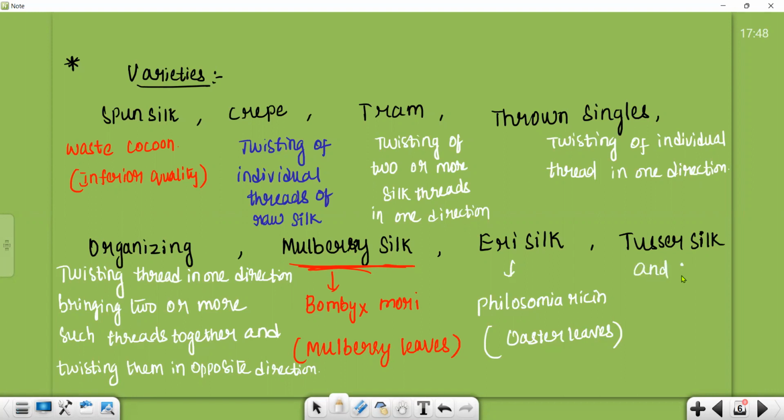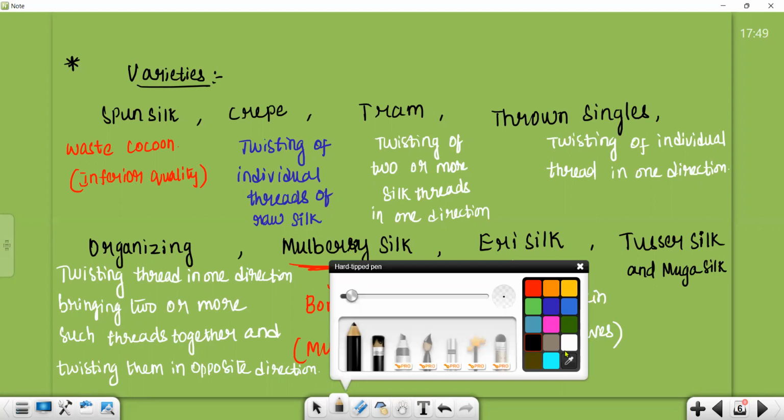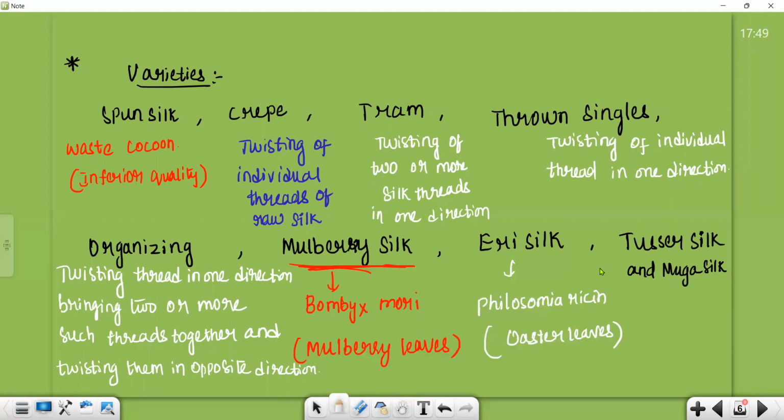Ma'am, if we keep mulberry leaves for Philosamia, and we keep the castor leaves for Bombyx mori, what will happen? It won't eat, I think. I don't know. I don't have an idea of this.